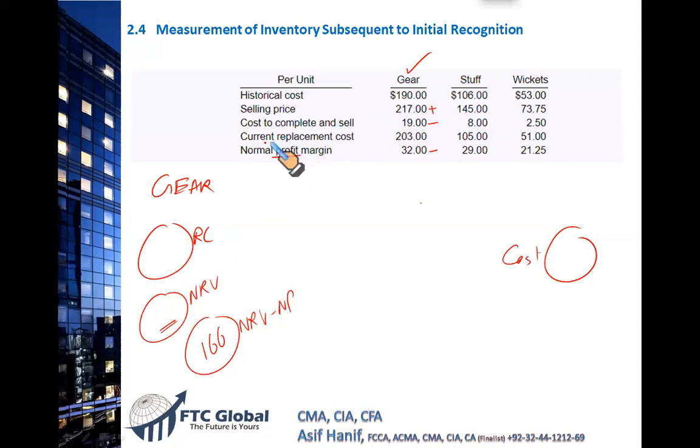Your replacement cost is given as 203, and your NRV 217 less 19. 217 less 19, that is 198. For God's sake, 198 is the mid number, NRV. So you compared 198 with the cost, that is 190. Since cost is lower, this was a waste of time. Please, we have a very tight schedule, people. Focus.